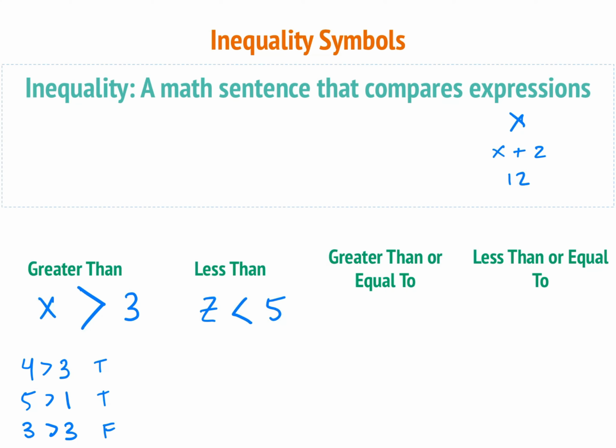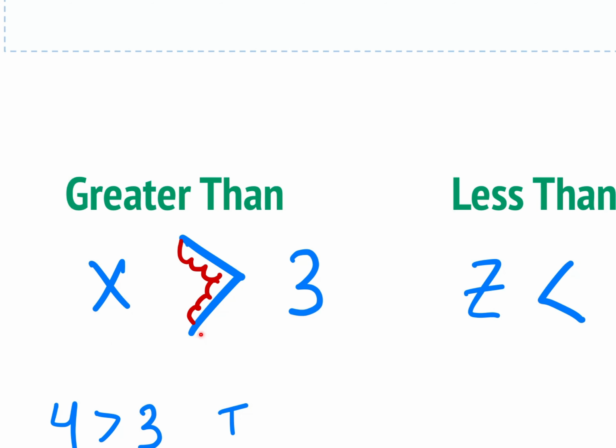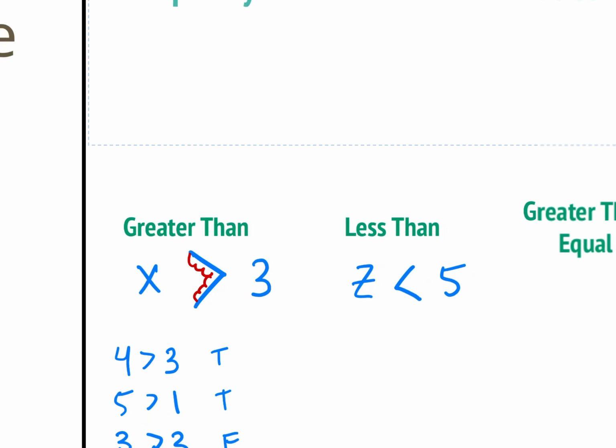Now, just as a reminder, the big side opens up to the bigger number, and then it points to the smaller number. Okay, so what I just drew there was like the alligator chomping the bigger side. Okay, and a greater than and less than, it's really the same symbol, right? They're just reversed. So I can read this right here. I can say X is greater than 3, or I can say 3 is less than X. Okay.